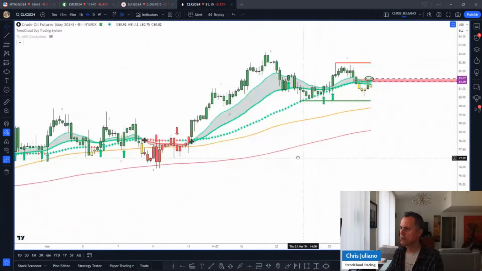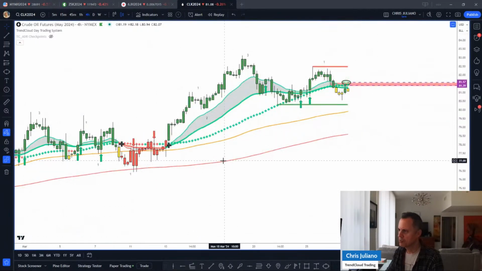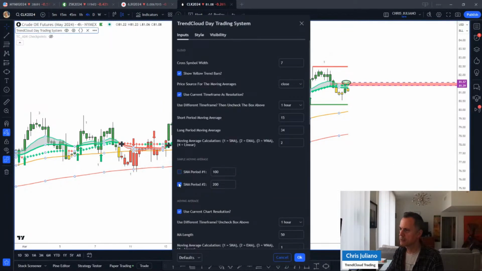All you have to do is take a look, right? Let's get rid of these lines. Let's be real basic.